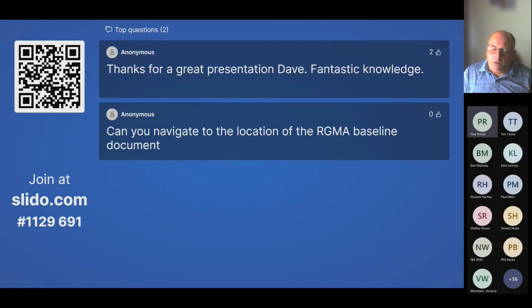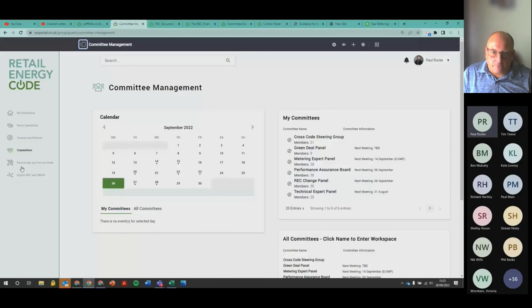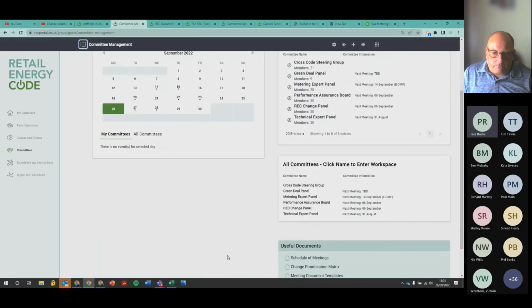Once you are onto the portal, you can navigate to one of the items on the left-hand menu called committees. Again, this is something you'll need to create your account to go into, but it's nice and easy to do so. Once you're in that committees link, I'll share my screen again quickly so you can all see what I'm doing. Sorry, Millie.